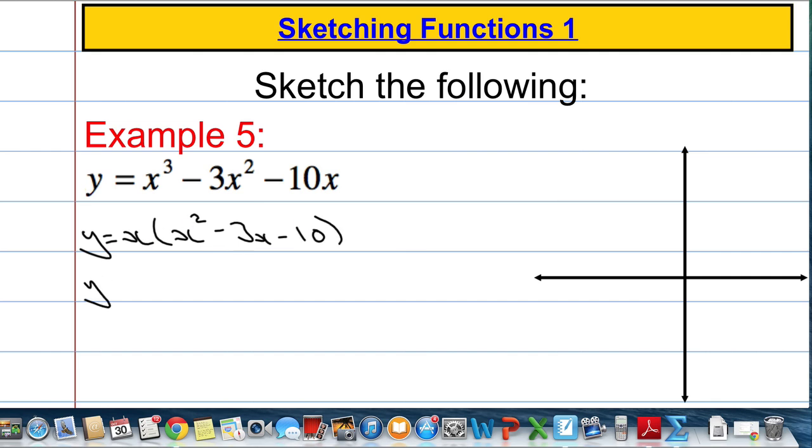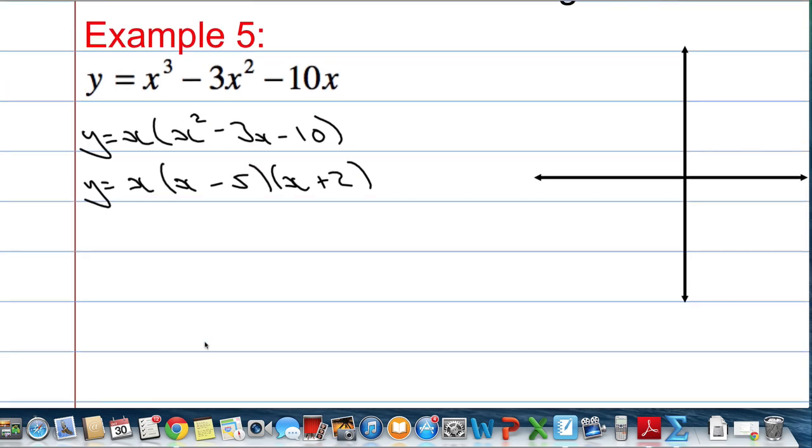Now this is looking a little bit more manageable because I think I can factorize what's in the brackets. So, two numbers that multiply to give negative 10 but add to give negative 3. So x in both. And I'm thinking negative 5, positive 2, and then we're golden. Okay, so now we factorized it. Let's decide what the x-intercepts are.